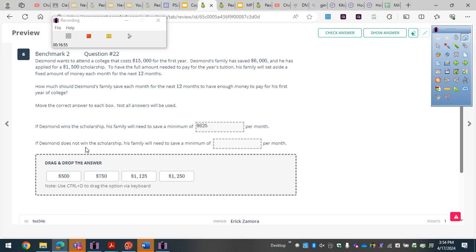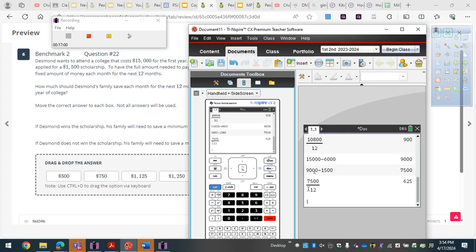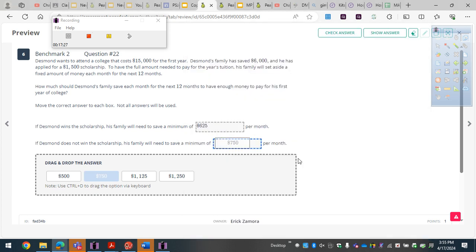If Desmond does not win a scholarship, then what's he going to have to do? He's not going to have that 1,500. He's going to have 15,000 minus only the 6,000. And that would be what he'd have to pay, but they want to do monthly savings, so divide by 12. 750. Okay, not too bad. It's pretty doable.